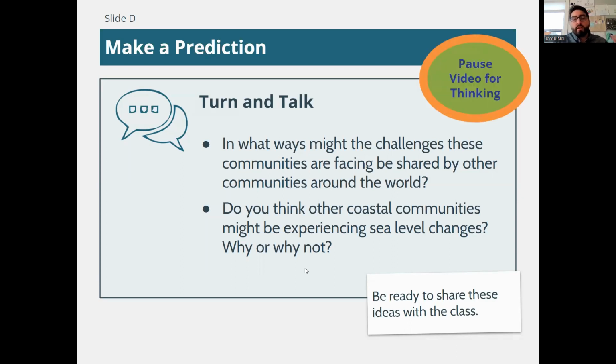Take a moment. If you'd like to write it down underneath that notice and wonder table, please go ahead and do so. But just consider these 2 questions for a moment.